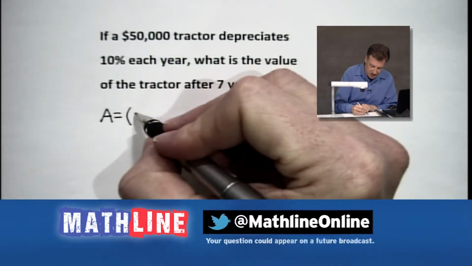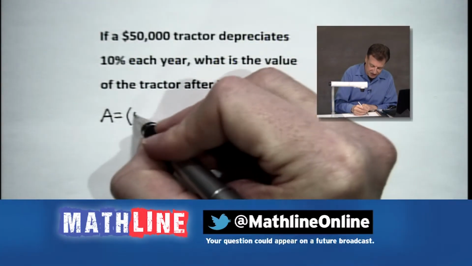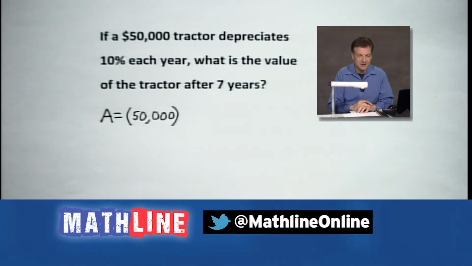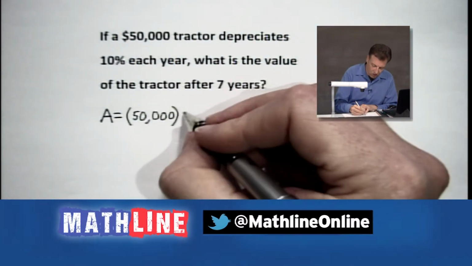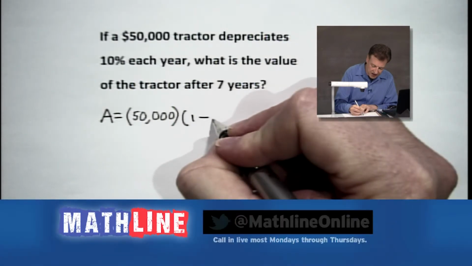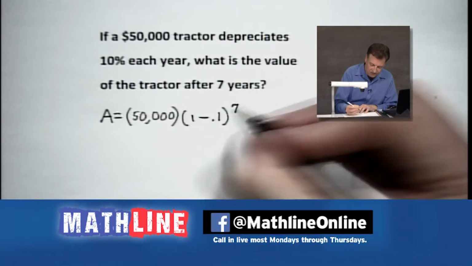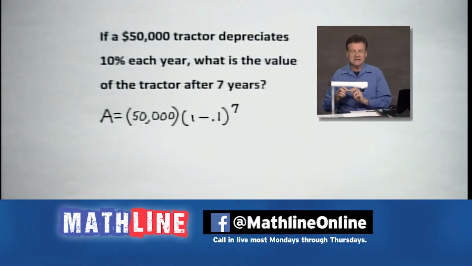So we've got this $50,000 tractor. I'm going to put it in parentheses because it's a big thing. That's your P, all right, your principal. We're going to say 1 minus that rate because it's depreciating. Sorry about that. And we're running it for 7 years. People tend to keep their tractors and such for a long period of time.